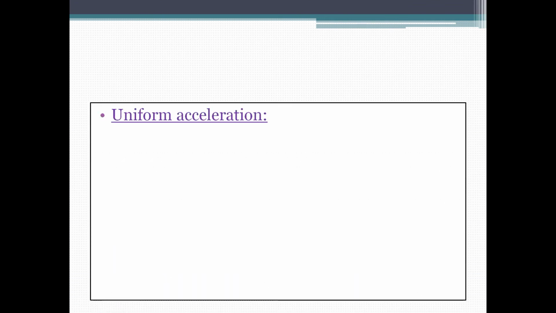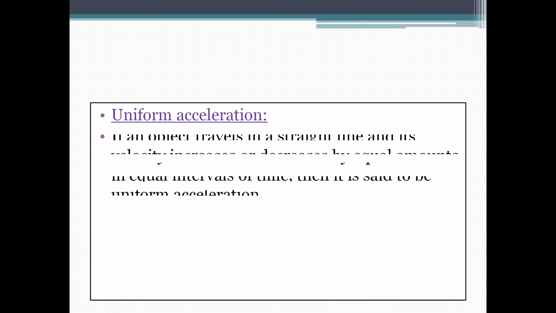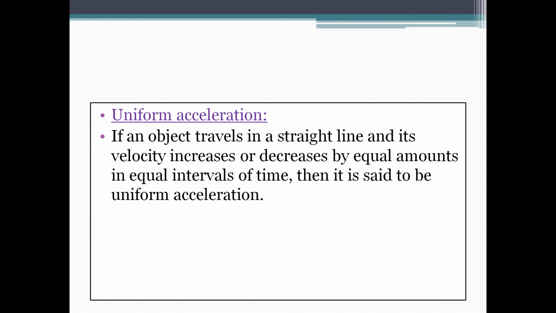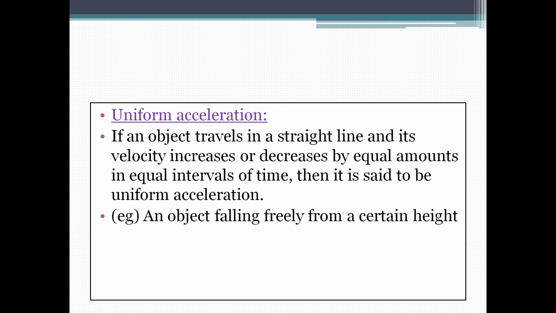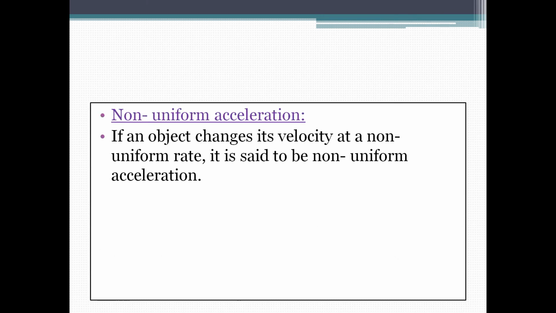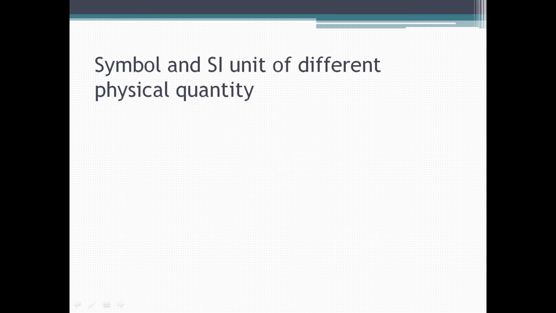Now there are other types also, that is uniform acceleration. Uniform acceleration means if an object travels in a straight line and its velocity increases or decreases by equal amounts in equal intervals of time, then it is said to be uniform acceleration. For example, an object falling freely from a certain height. Non-uniform acceleration, that is the next type. If an object changes its velocity at a non-uniform rate, it is said to be non-uniform acceleration. For example, a car moving on a crowded street.